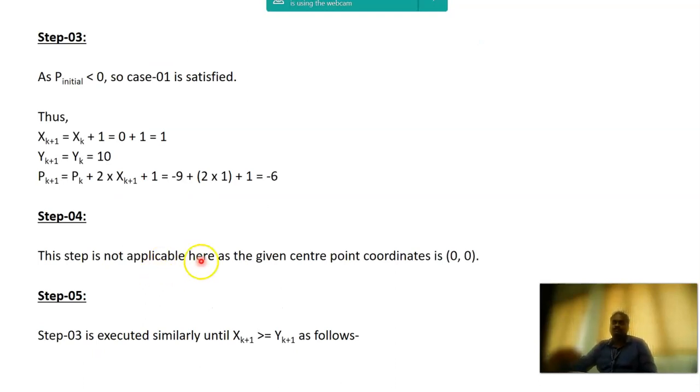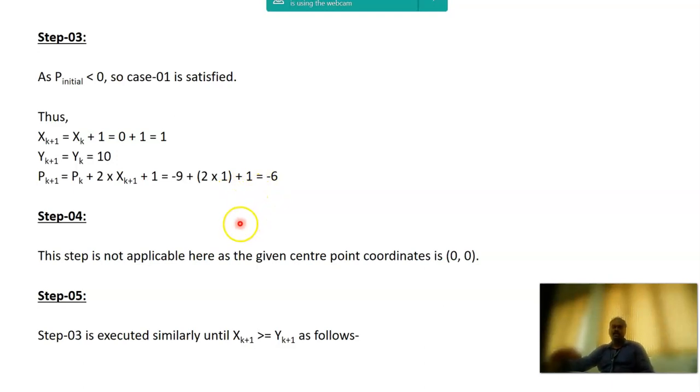So x increases to 1, and y stays at 10 because the initial decision parameter value is negative. Next we calculate the pk value using the formula pk plus 2xk plus 1 plus 1, which is minus 9 plus 2 into 1 plus 1, which is minus 6.